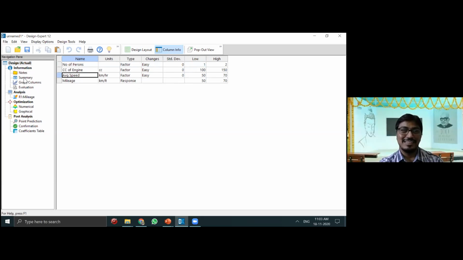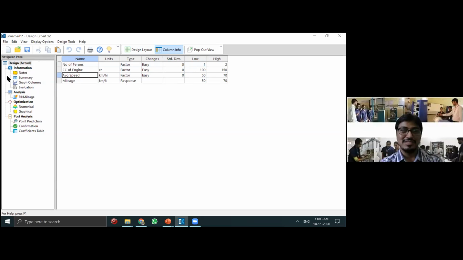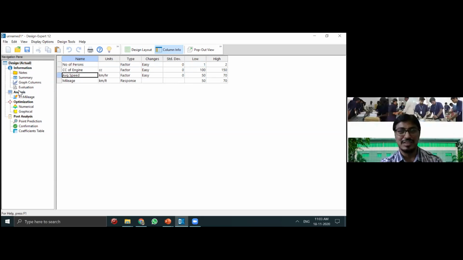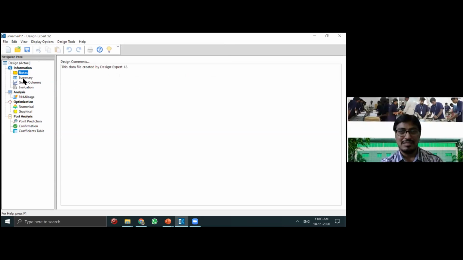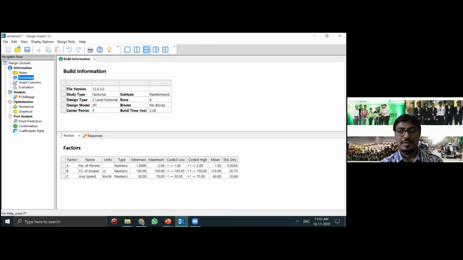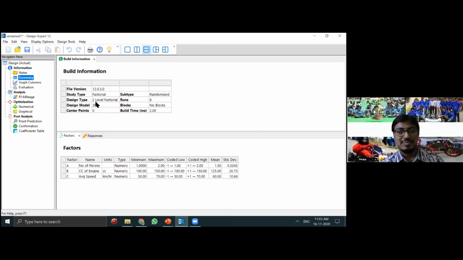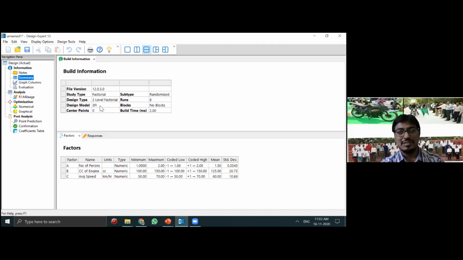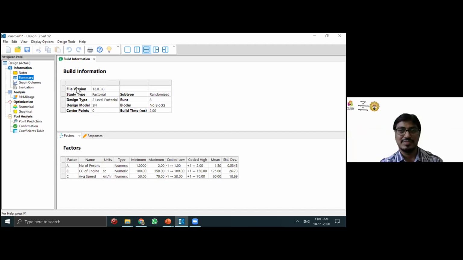So once this is done, if you see on the left side, this tree will be available here. This is not summary. You can go to summary and know how things are going. If you look at it, you have some build information: how it is built, how many factors were considered. Two-level factors were considered with 3 factorial experiments, 2-level, 3 factorial experiments are there.